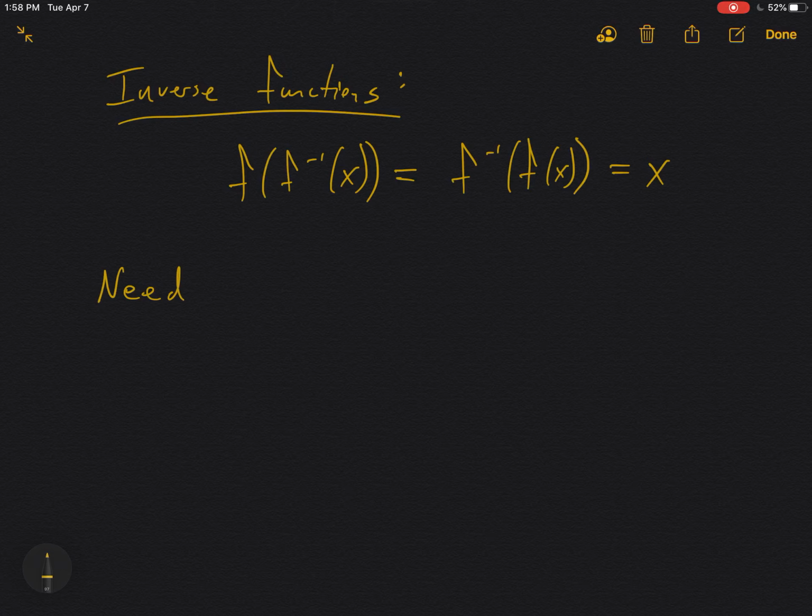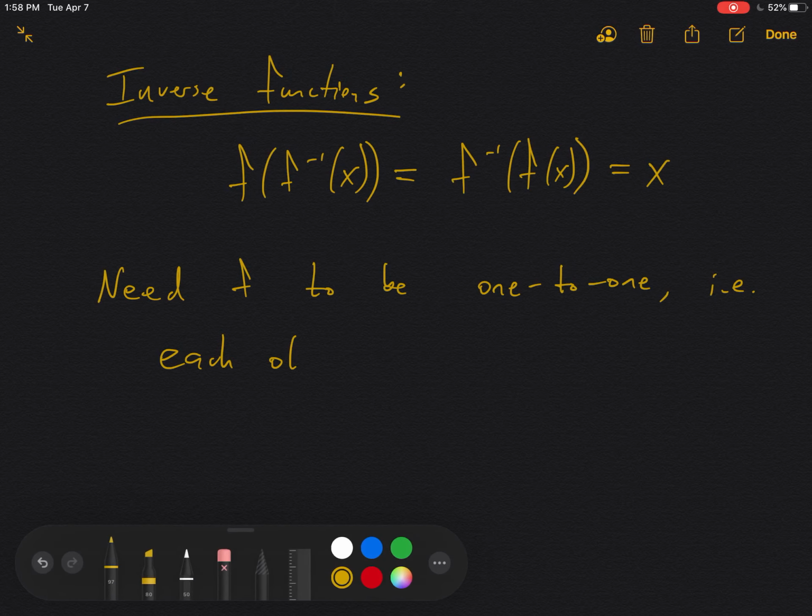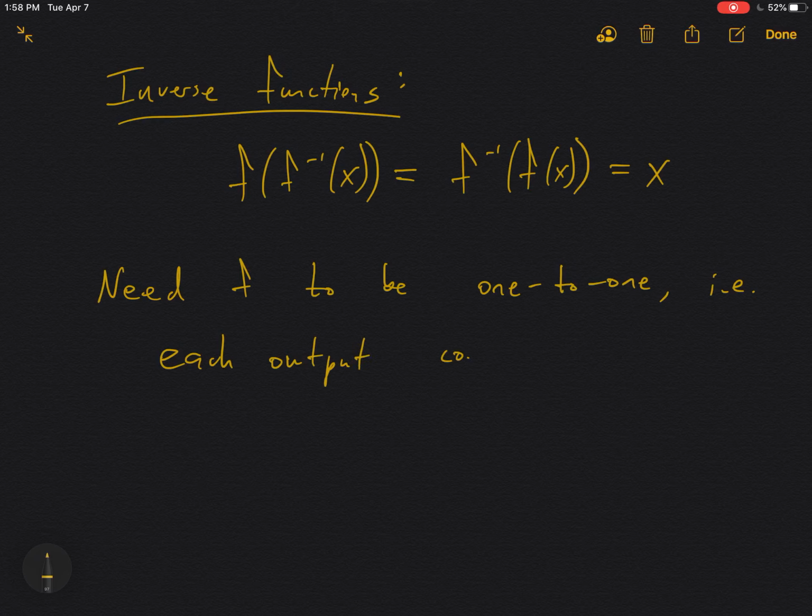And that's a property that's called being one-to-one. So in order for an inverse to exist, we need f to be 1-to-1, which means that each output comes from only a single input.